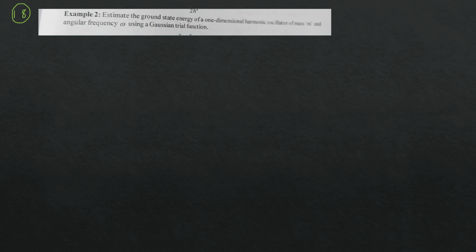Estimate the ground state energy of a one-dimensional harmonic oscillator of mass m and frequency omega using a Gaussian trial function. Whenever a Gaussian trial function is given, you will understand that this question belongs to the variational principle, isn't it? So, the ground state energy of a one-dimensional harmonic oscillator of mass m and angular frequency omega using a Gaussian trial function.